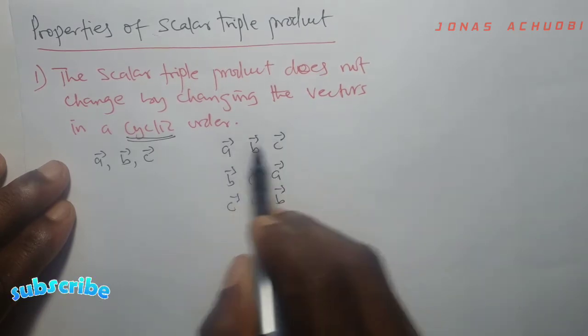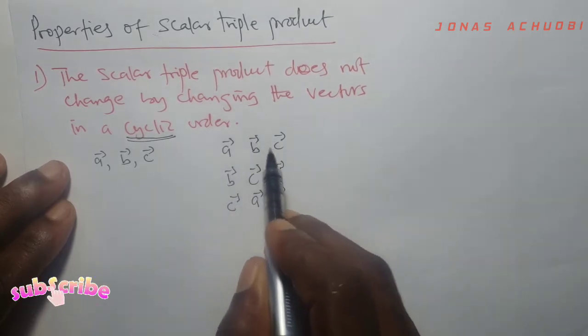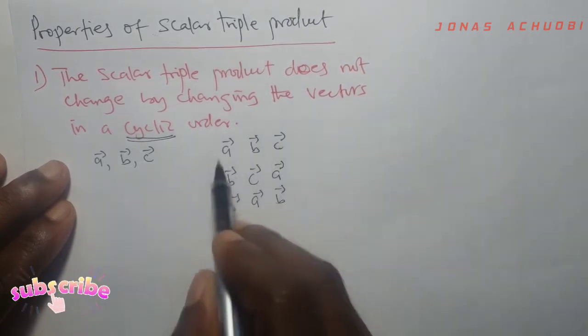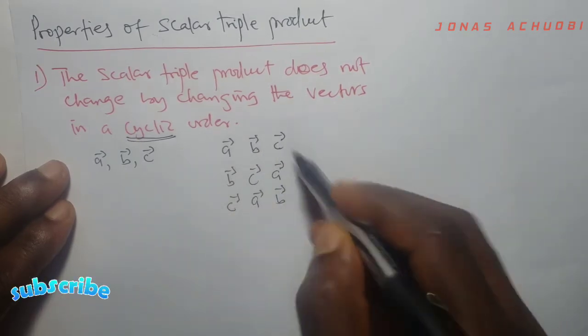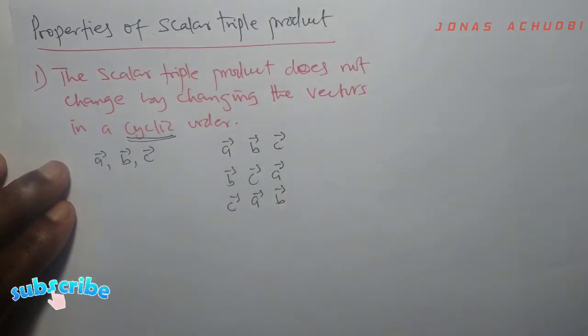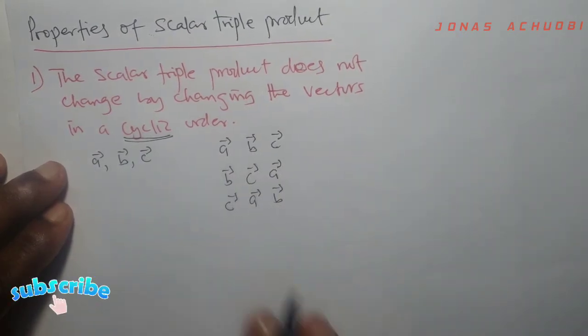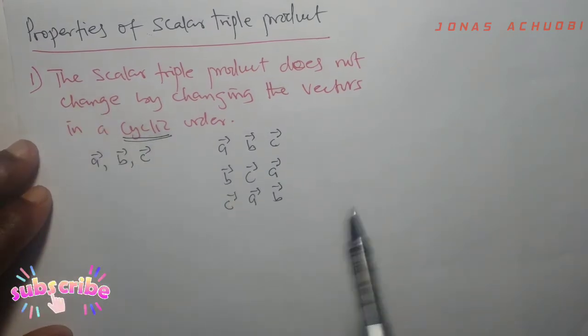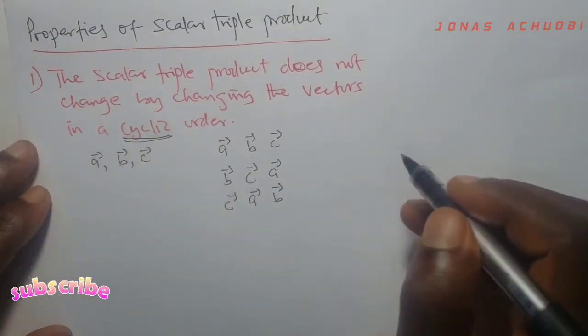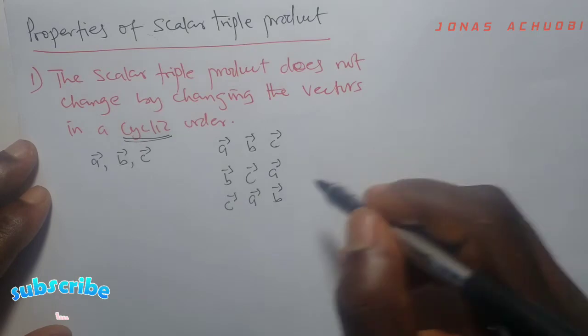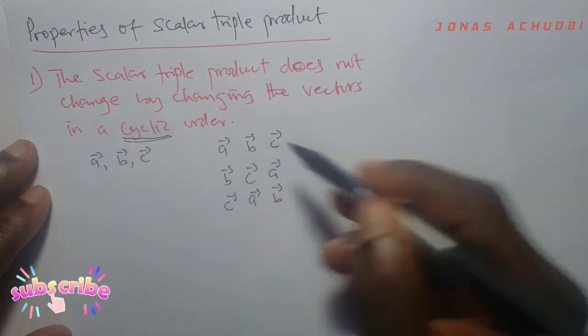So A, B, C is the first cycle. The next cycle is B, C, A. The third one is C, A, B. So these are the 3 possible cyclic orders we could have from these 3 vectors: A, B, C, B, C, A, C, A, B. Now what we are saying here is that the scalar triple product, which is A dot B cross C, doesn't change by changing the vectors in a cyclic order.